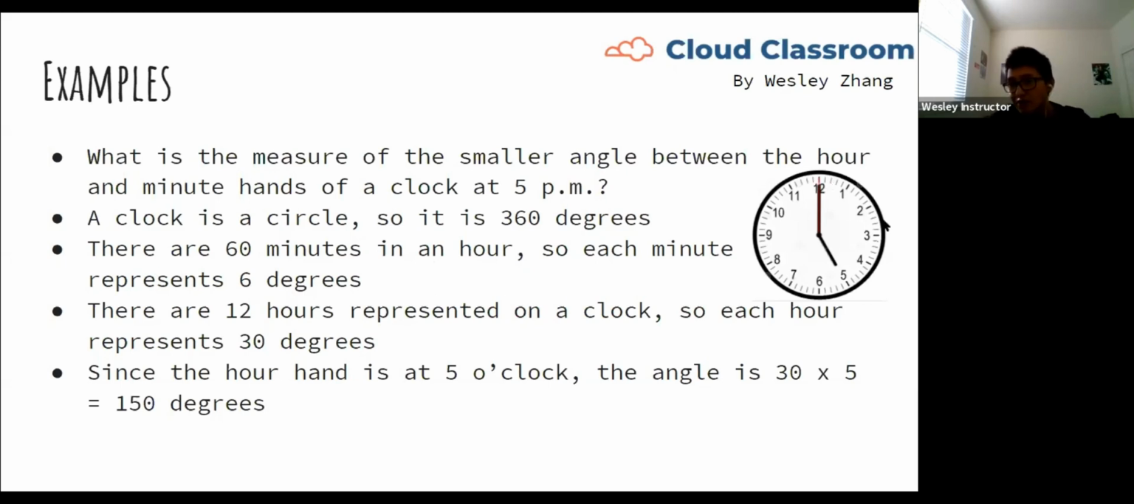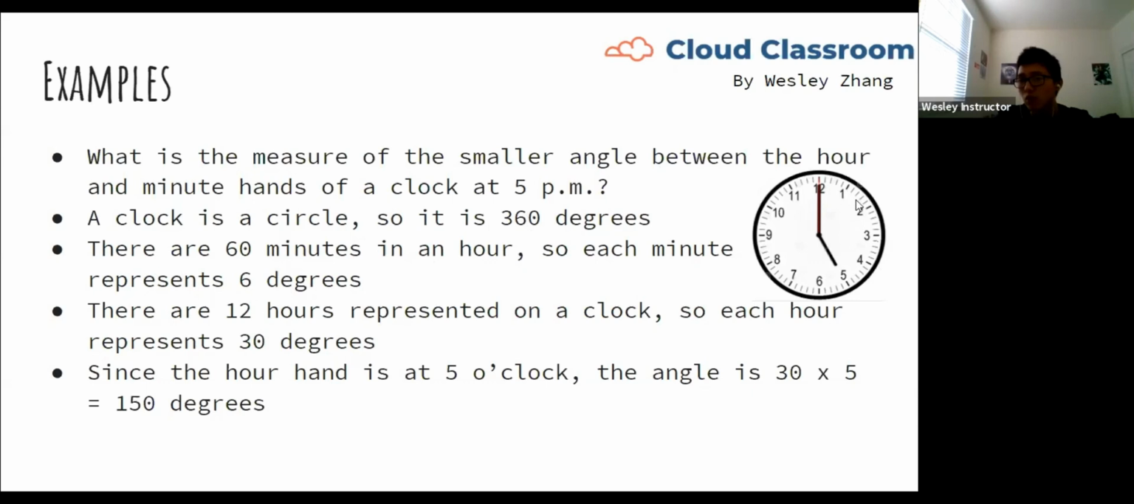So we see we have some tick marks around the clock. Each space in between these tick marks is 6 degrees. And there are 12 hours represented on the clock, so each hour represents 30 degrees. We got these numbers by dividing 360 by 60 to get 6, and 360 divided by 12 to get 30. So each space in between each hour represents 30 degrees.